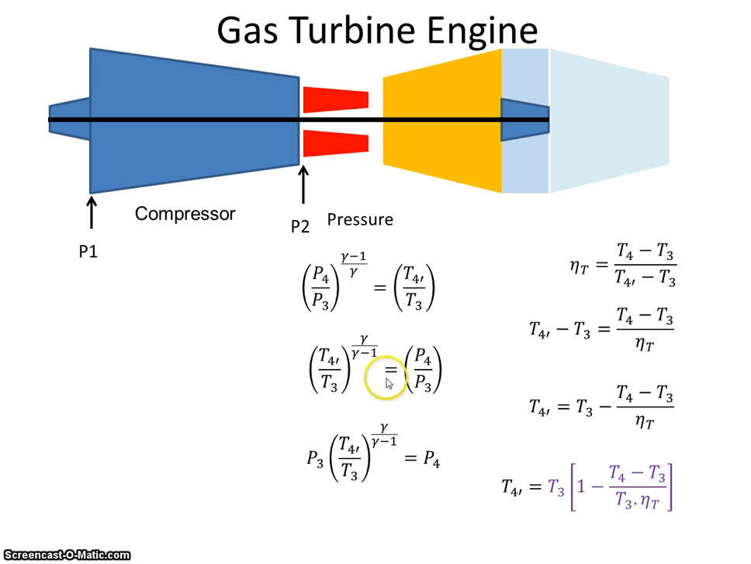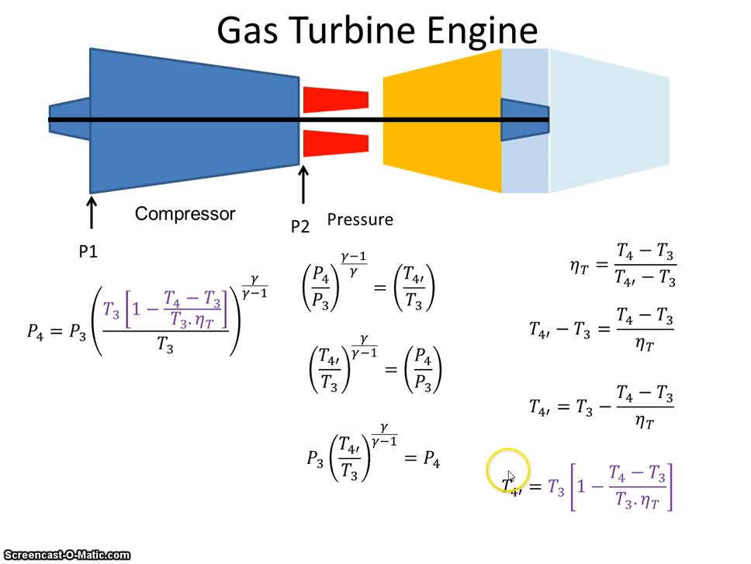Bringing the P3 across, I now have an expression for P4. I'm going to substitute for T4 dash from this equation here. So I'm going to bring that across. The T3's cancel. And that's what I'm left with.